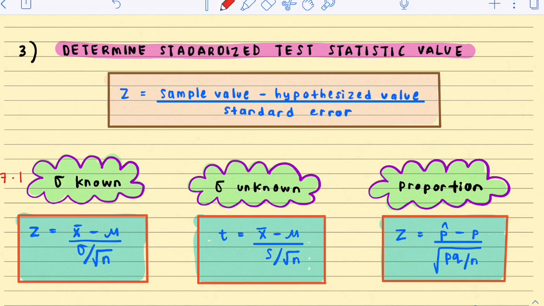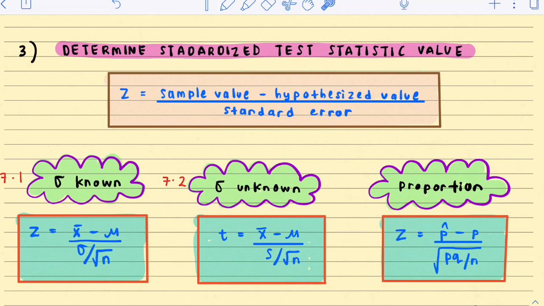Okay, second type is sigma unknown. This will be covered in 7.2. Sigma unknown means you don't have the population standard deviation value. So in this case, you are using t-test instead of z. So the formula is x bar minus mu over standard error for sigma unknown. You are using s. S is referring to sample standard deviation. So standard error will be s over square root of n.